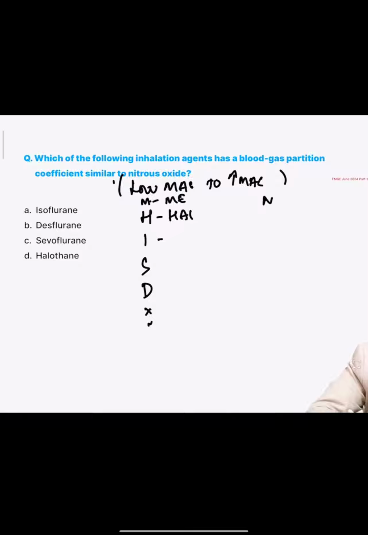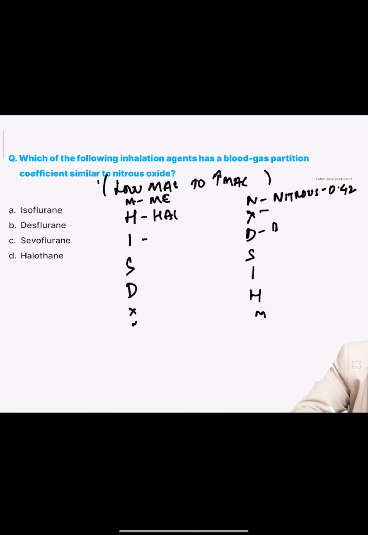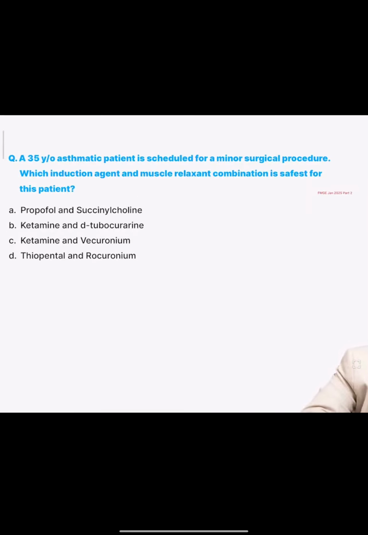So you can remember N, X, D, S, I, H, M. N is nitrous oxide, which has a blood gas coefficient of 0.42. Then xenon, which is not used. Next is desflurane, which has a blood gas coefficient of 0.47. So it is always desflurane that has a similar blood gas coefficient to nitrous oxide. Okay, guys, that's regarding the MAC value and blood gas coefficient.